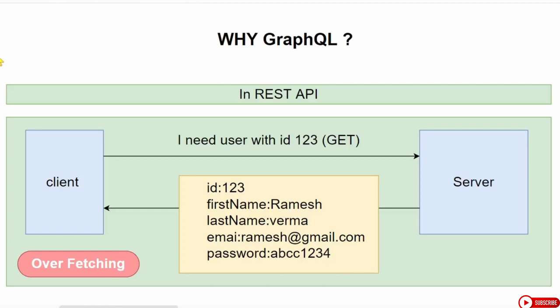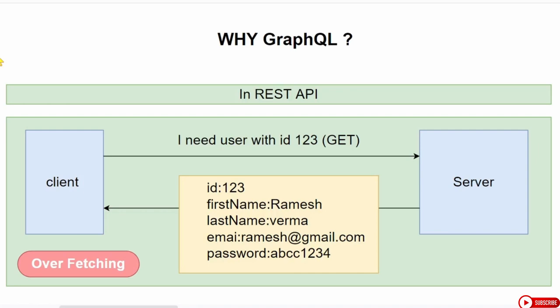Before we go ahead and start using GraphQL, let's first understand what GraphQL is and why we need GraphQL in the first place. Let me define first what GraphQL is. GraphQL is a query language for your API. In simple terms, GraphQL is basically an alternative to REST API. That means there are some problems with REST API which GraphQL solves. That's why we use GraphQL.